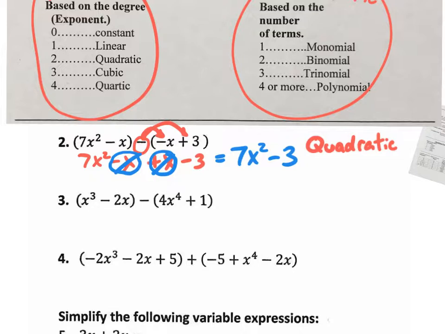And the last name is going to be based on the number of terms. So obviously we only have 2 terms. So the last name for 2 terms, that'd be a binomial. So quadratic binomial. Let's move on to number 3.